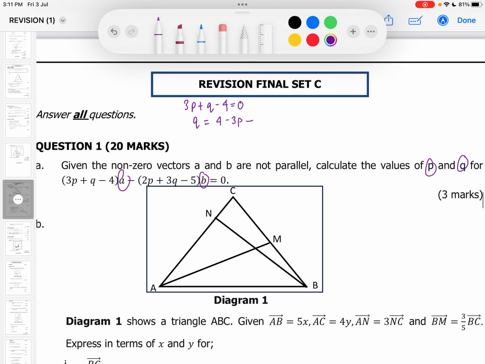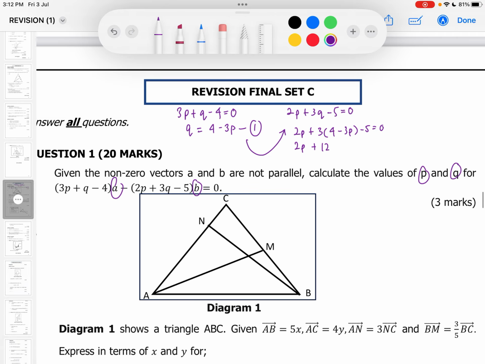Okay, so now this is our first equation. So let's substitute that into this one. 2p plus 3q minus 5 equals 0. Equate it with 0, and now I'm going to substitute it into this equation. It's going to be 2p plus 3 times (4 minus 3p) minus 5 equals 0. So that's going to be 2p plus 12 minus 9p, so negative 7p plus 7 equals 0. Because negative 7p equals negative 7, p equals 1.